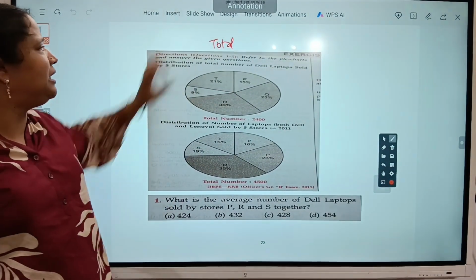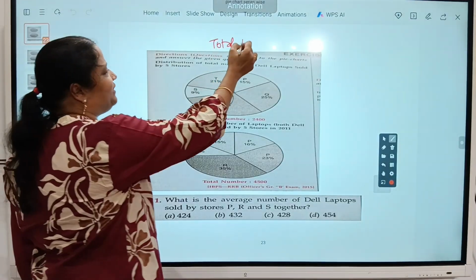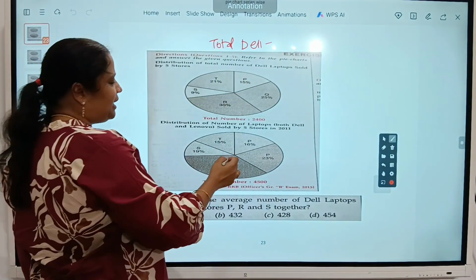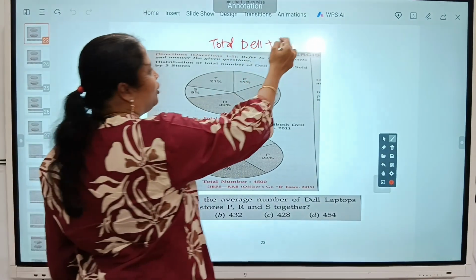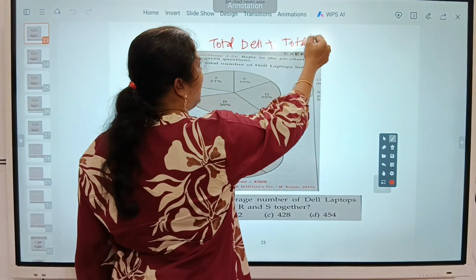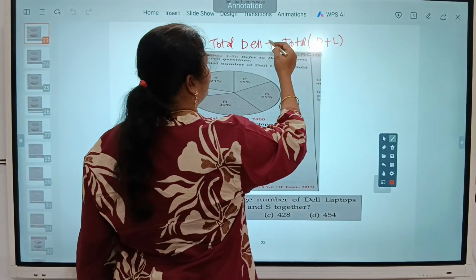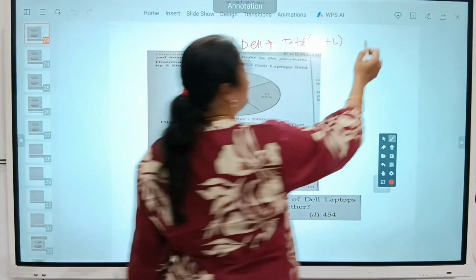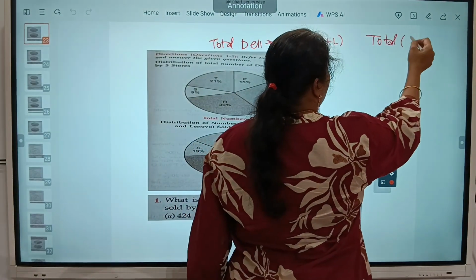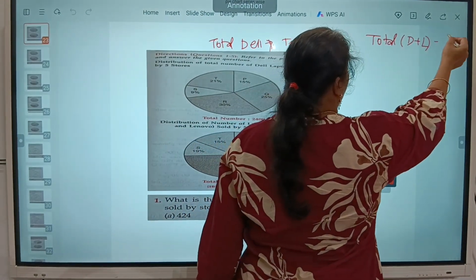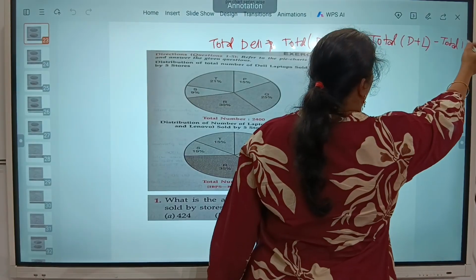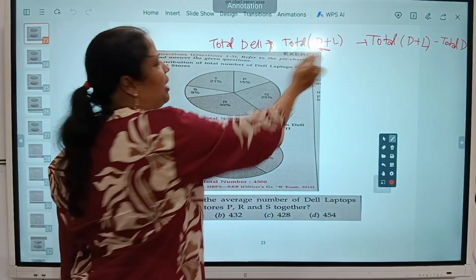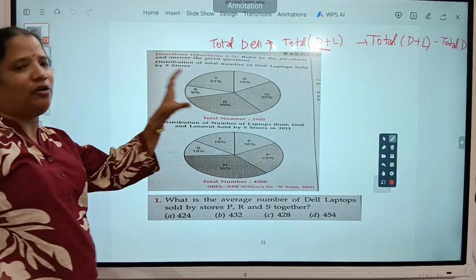In the first pie chart, the total number of Dell laptops is given. In the second pie chart, the total number of Dell plus Lenovo laptops is given. So if you have to find the Lenovo laptops, then from the total of Dell plus Lenovo, you have to subtract the total of Dell. Then you will get the Lenovo laptops. Okay, like that we have to calculate.